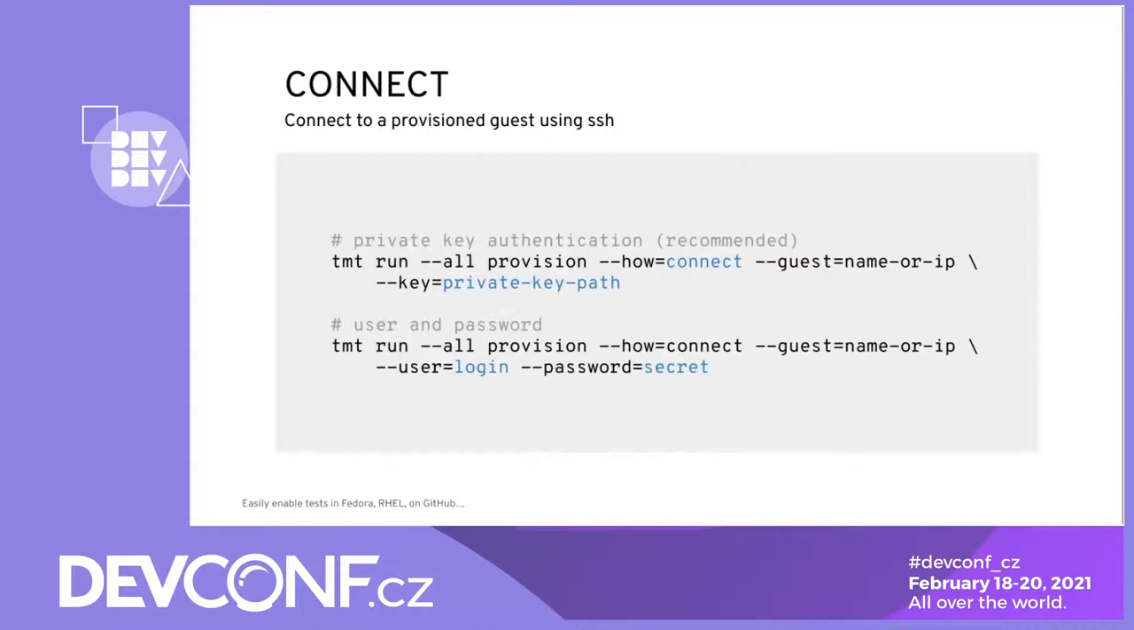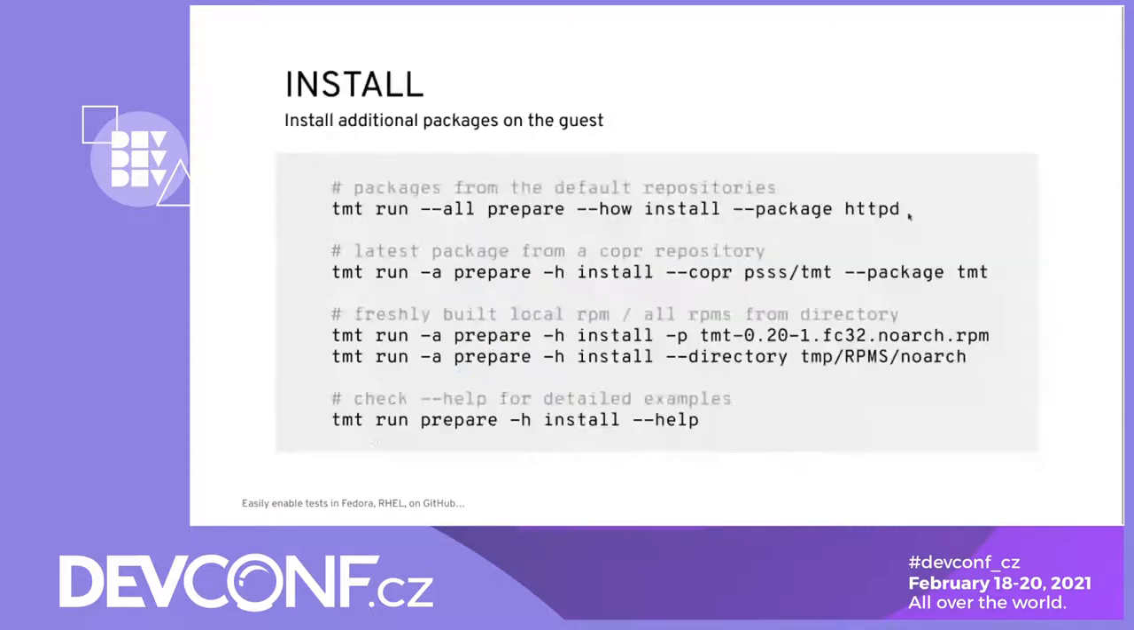Now let's jump to install. For installing, as you already saw, you might want to install some additional packages. We have this prepare step, and you can use the plugin install, which can install a package from httpd. It can enable Copr, install fresh packages from there. It also can install packages from a local directory.